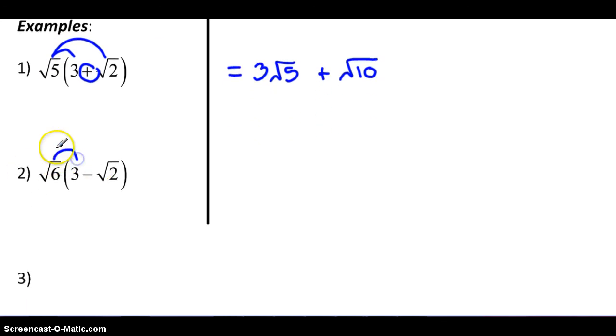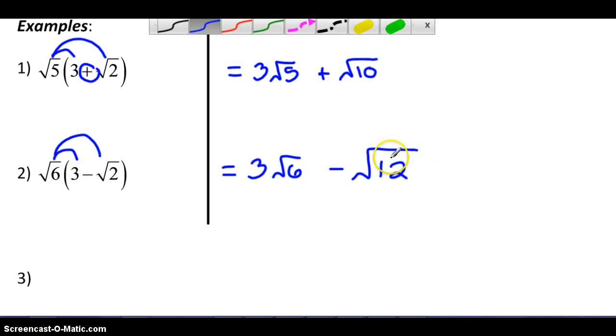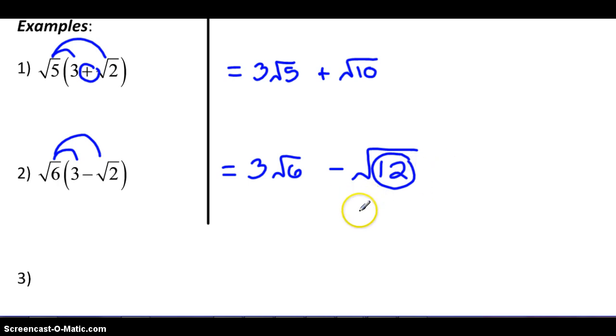Let's try another one. Square root of 6 times 3 and times negative root 2. So again, 3 acts as the coefficient. Square root of 6 stays by itself. Minus, and then 6 and 2 are both radicands, so they will both multiply, and they will go on the inside, make 12. What you do want to check and what we'll practice in class is that 12 is not simplified. So you do want to go ahead and break down 12 and try to rewrite it.